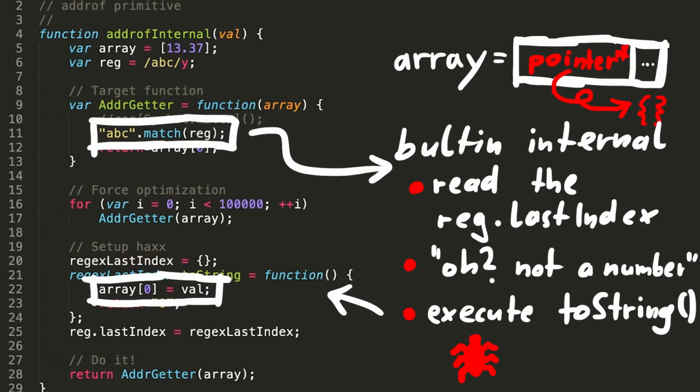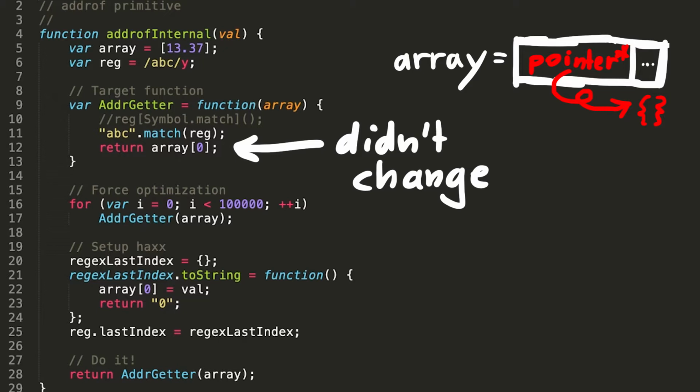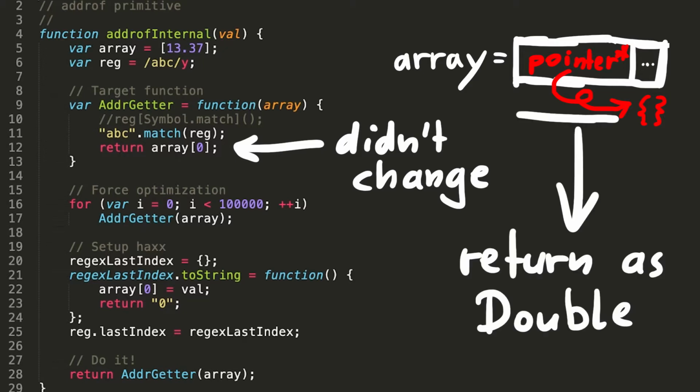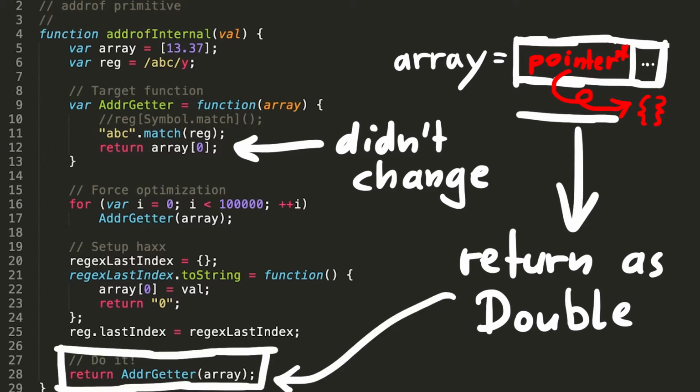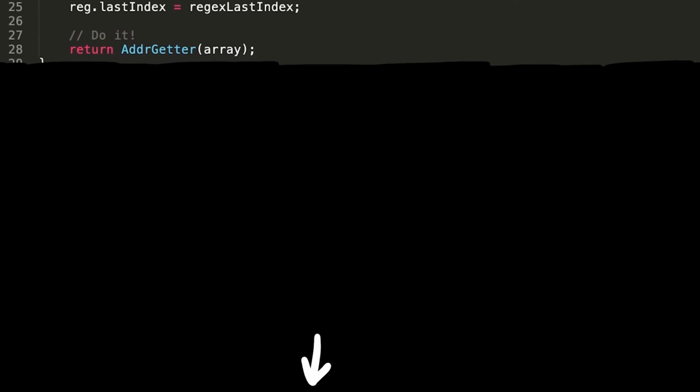The JavaScript engine does not bail out of the JITted code. It thinks that the array didn't change and returns the first element of the array as if it were a double. But in fact it's a pointer to an object now. And when we return that and print it, we leak the address of the object. Amazing, right? But let's go one layer deeper into the rabbit hole and have a closer look.